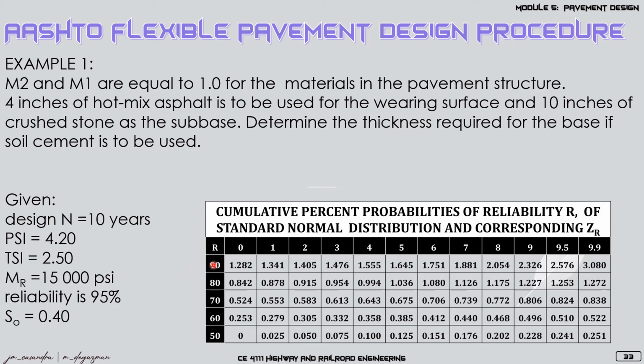So from 90, we move to 95. So the corresponding ZR for our reliability is now equal to negative 1.645. Okay, so that's one of our givens, or our required value, in order to solve for our thickness.